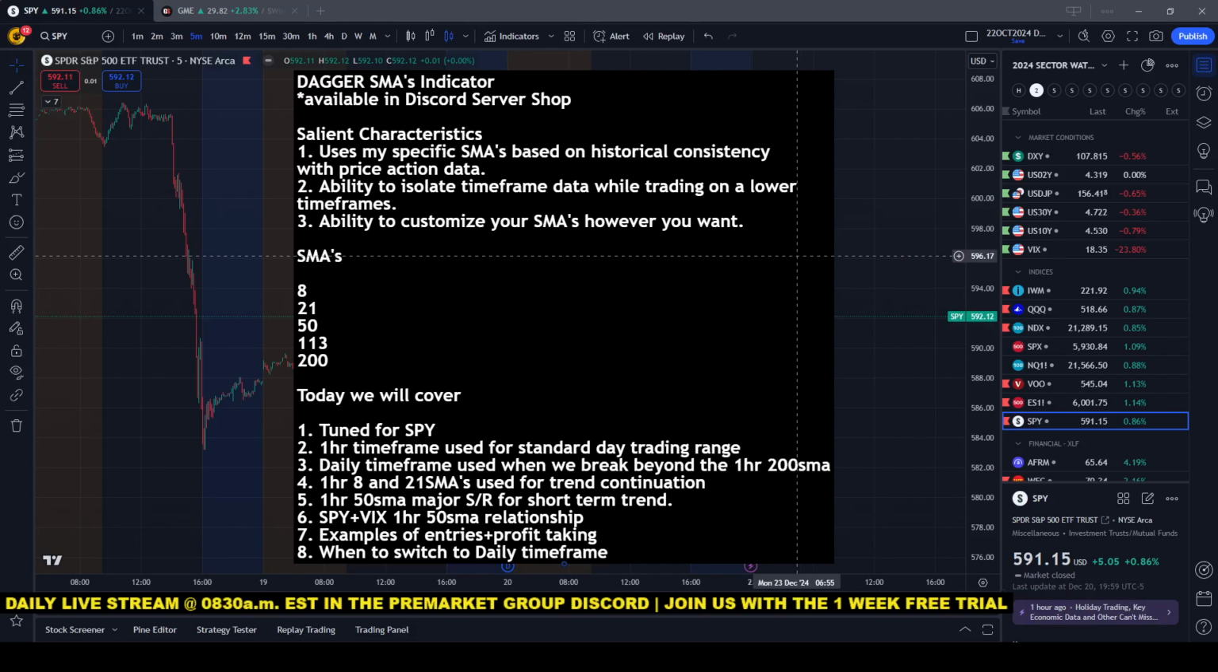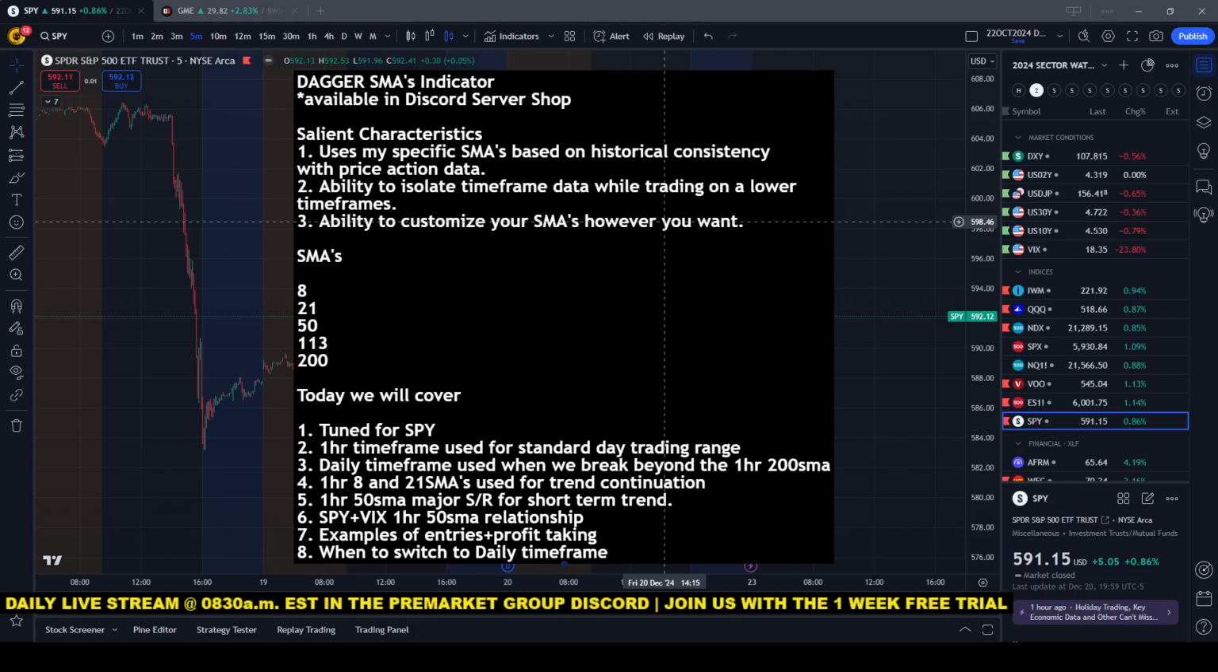So just starting out, some of the salient characteristics with this indicator that's available in the Discord server shop. This utilizes my specific SMAs based on historical consistency with price action data. This is through observation and me backtesting multiple SMAs. When I start seeing patterns, when I start seeing things that happen over and over again, that is what I'm trying to build for any type of trading system that I'm using. It uses my specific SMAs based on my own backtesting with price action data using the S&P 500.